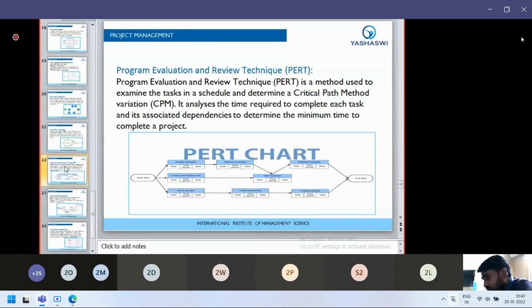Yes, the very famous technique. Nowadays, these are key or important roles in any project management tools. PERT is among the latest tools and techniques used in project management. Program evaluation and review technique. What is meant by program evaluation? And what is meant by review technique? What is meant by program evaluation?